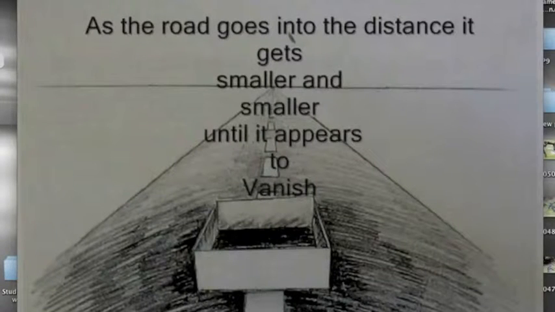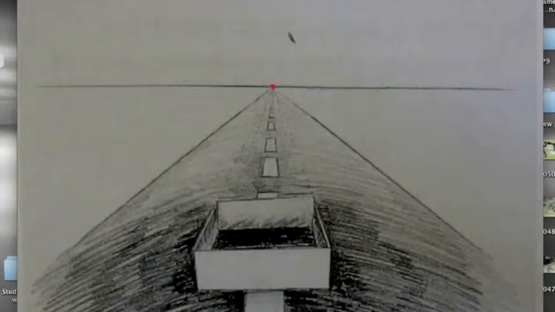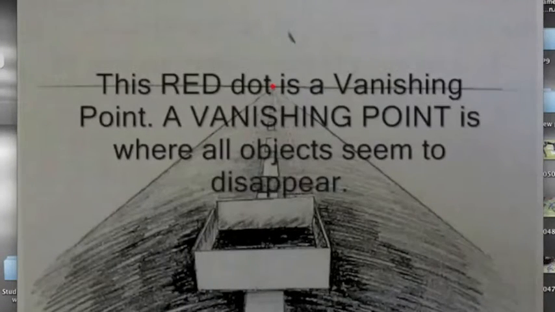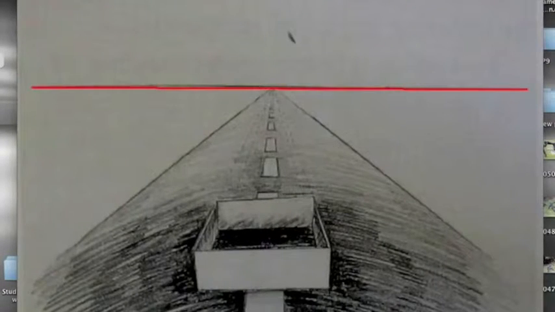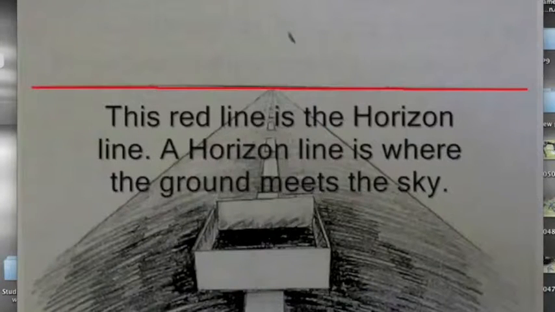As this road goes into the distance, it gets smaller and smaller and appears to vanish. The red dot is a vanishing point. A vanishing point is where all objects seem to disappear. The red line is a horizon line. A horizon line is where the ground meets the sky.